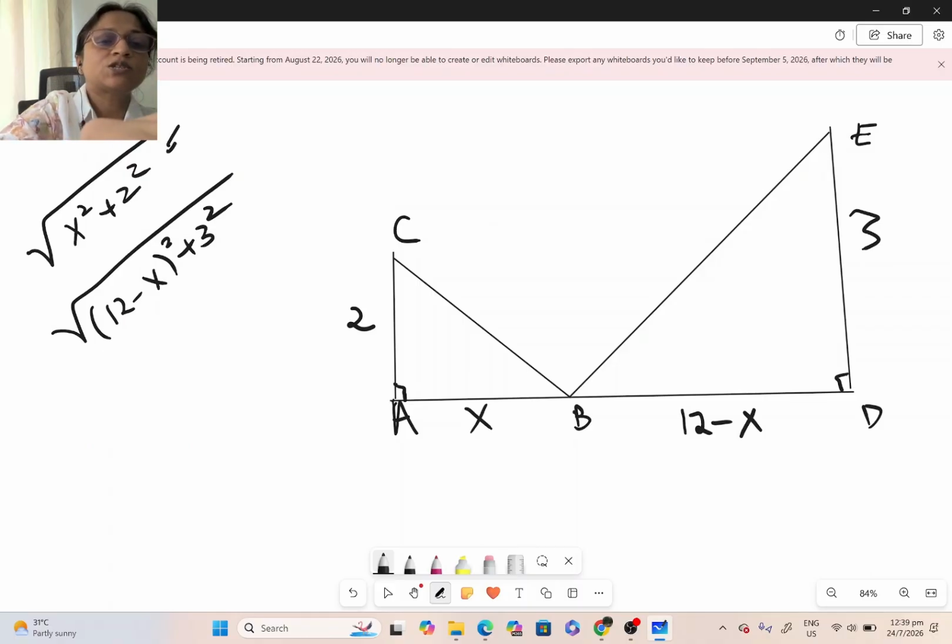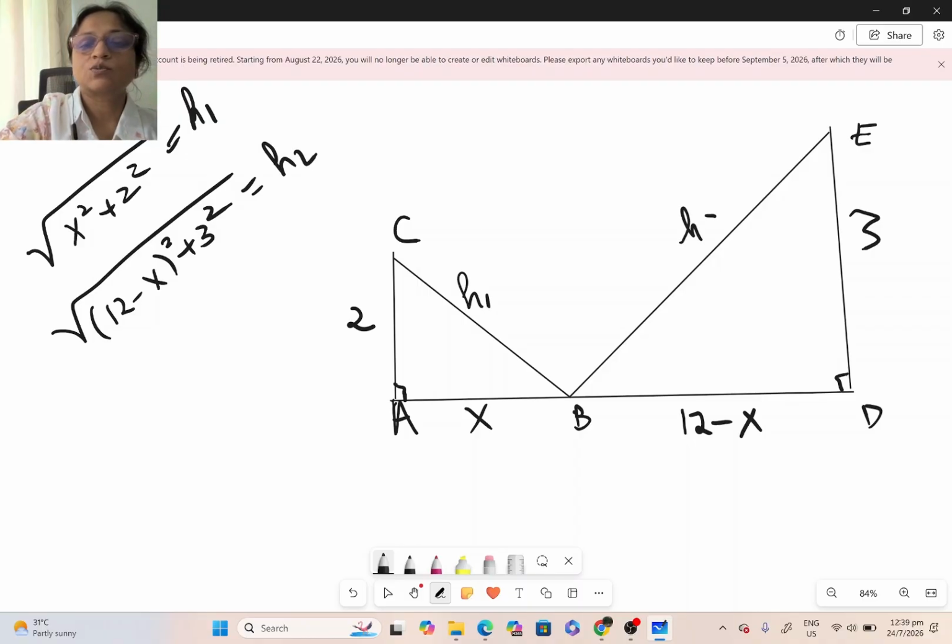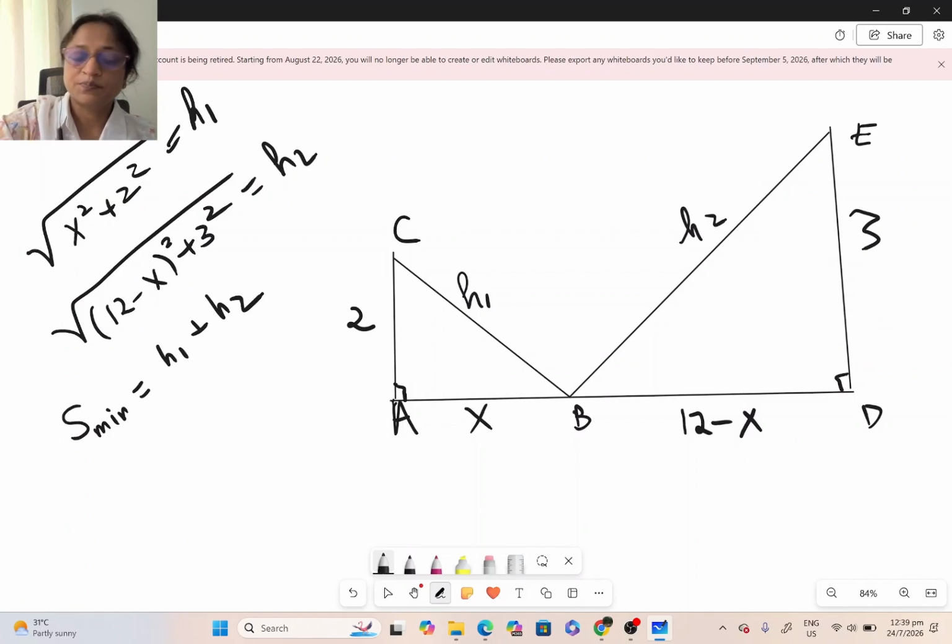So if this is h1, this is h2. This is h1 and this is h2. We need to find the minimum value of h1 plus h2. Correct? That's what our requirement is. All right.